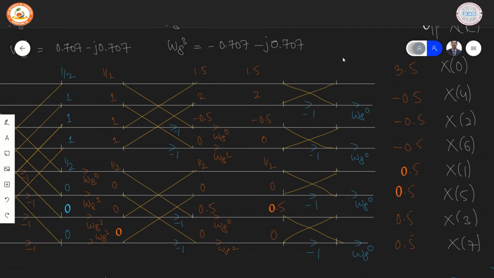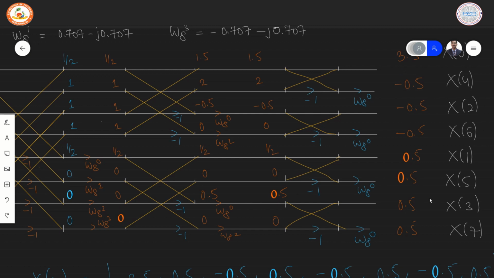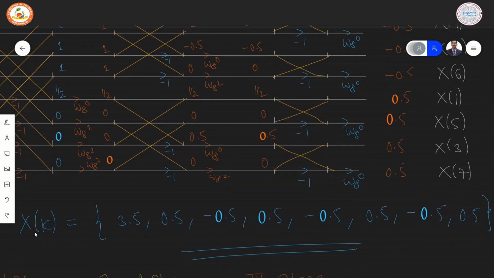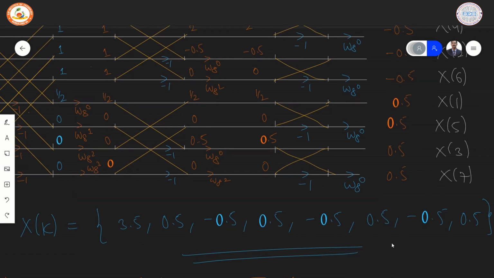While writing the answer, we have to be careful in arranging it in the correct order and listing it out. Therefore, we write the sequence x of k corresponding to the index k equal to 0 till 7, and this is the answer obtained from this particular numeric problem.